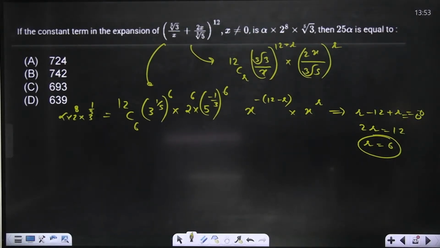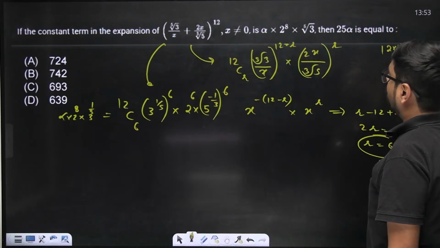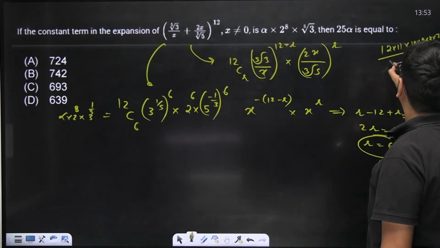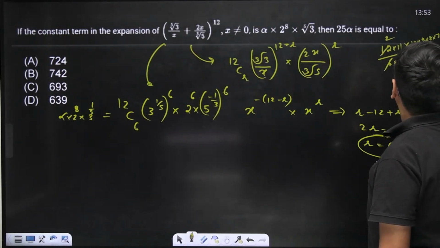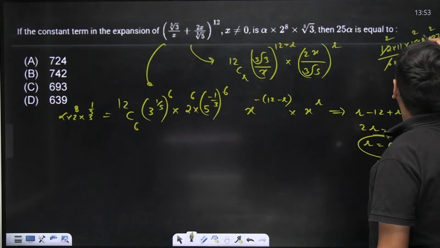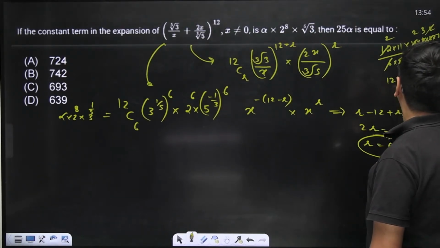12C6 will be how much? 12C6, calculate 12 into 11 into 10 into 9 into 8 into 7 divided by 6 into 5 into 4 into 3 into 2. So the 6 cancels with 2s, 5 gives 10 with 2s, 4 gives 8 with 2s, 3 and 2 cancel. So this becomes 12 into 11 into 7.